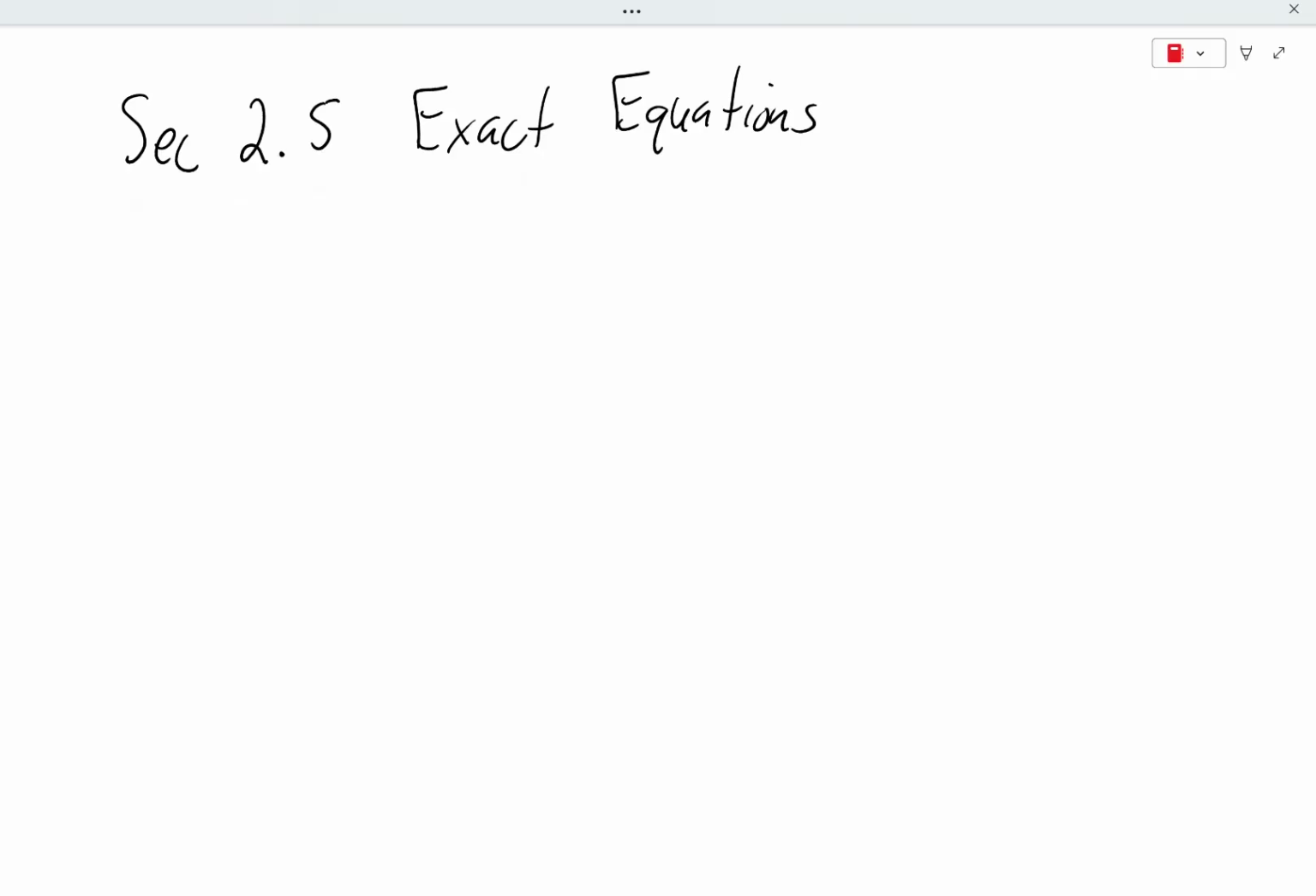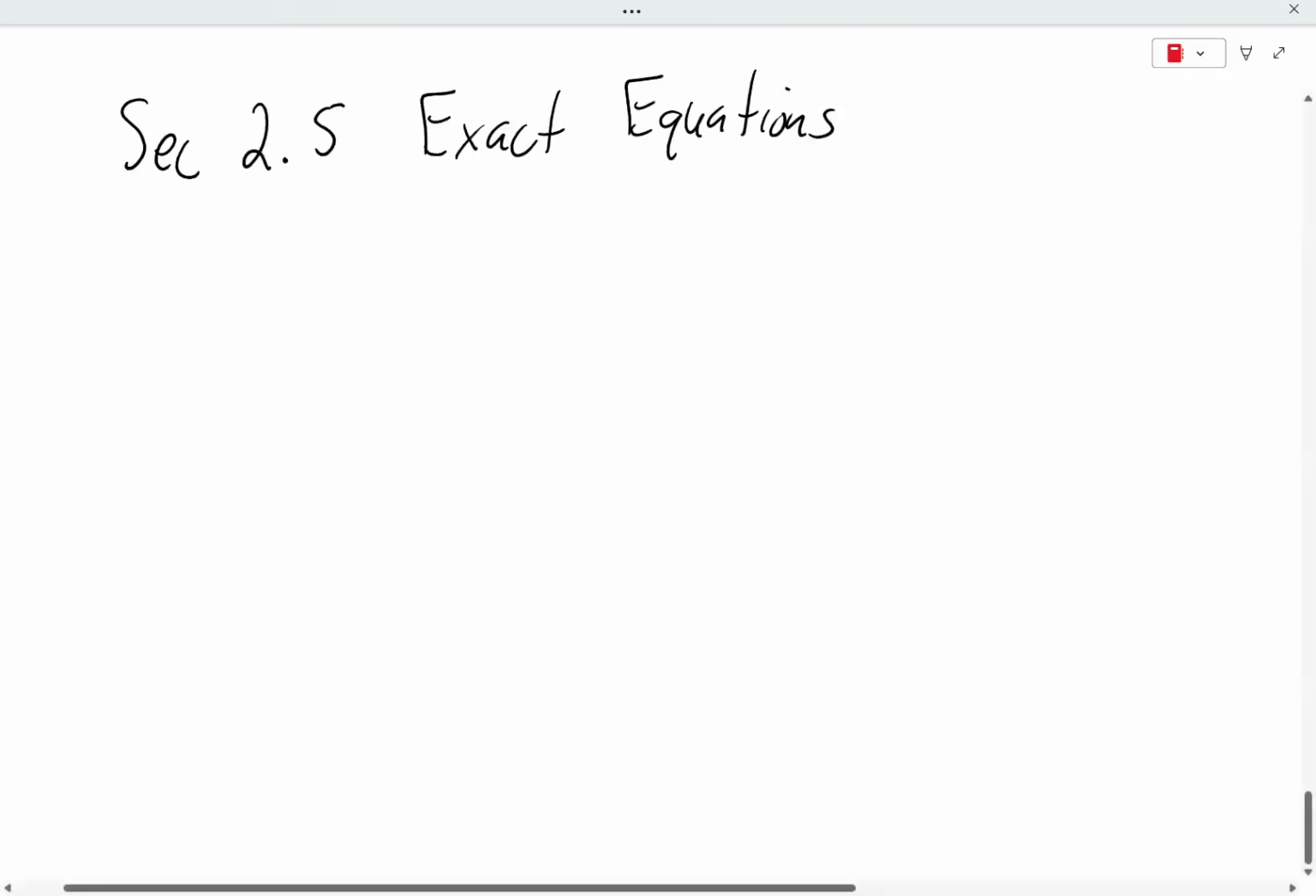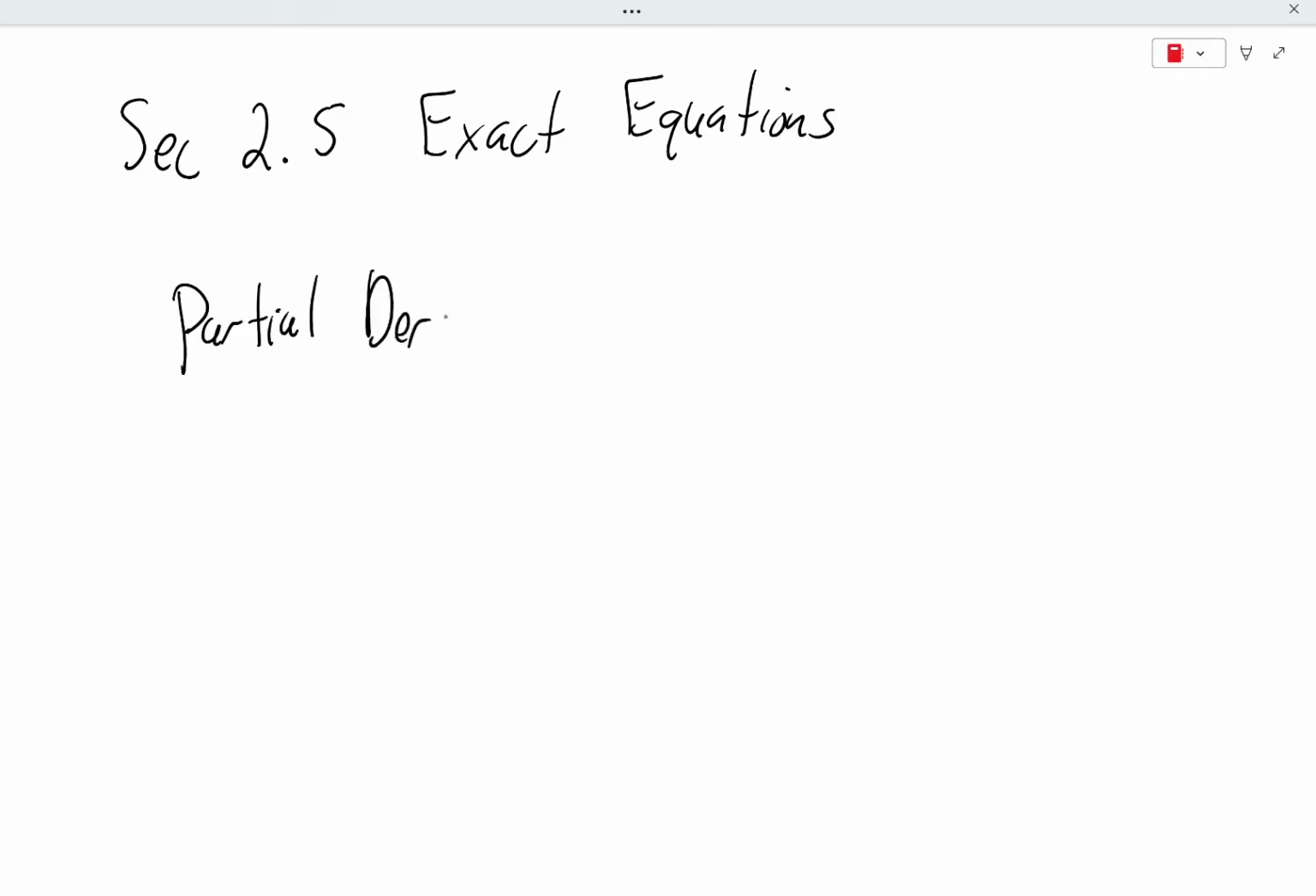Next kind is called exact equations. To start this, I actually need to do a little bit of a review of partial derivatives from Calc 3. This is the one place in the course where you need a little bit of Calc 3. So just a quick partial derivatives review, from Calc 3.